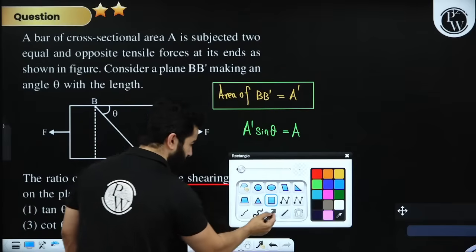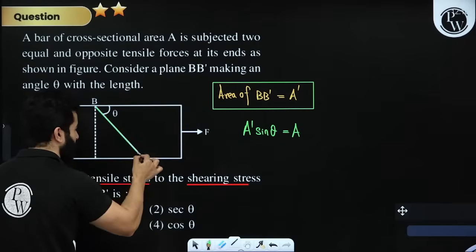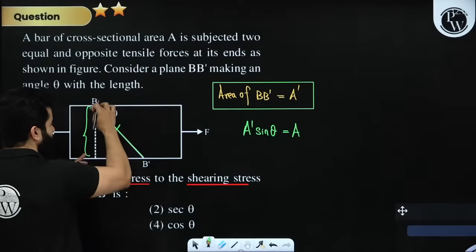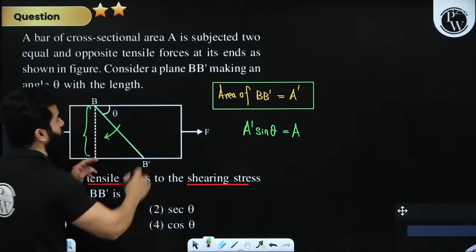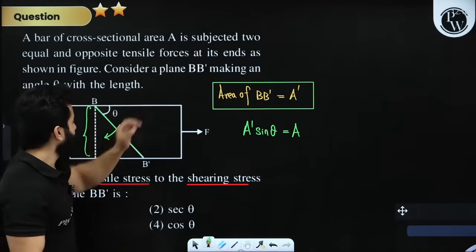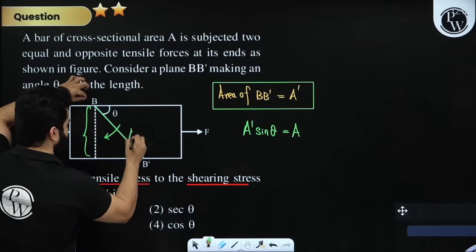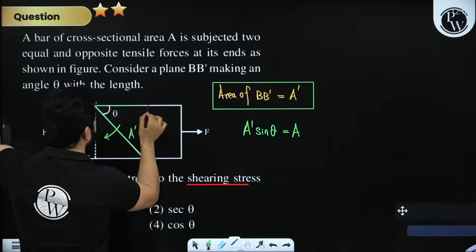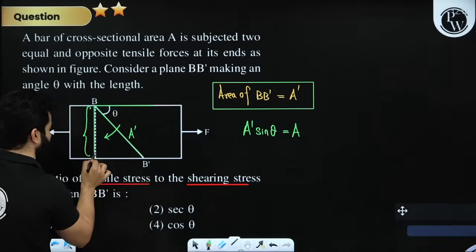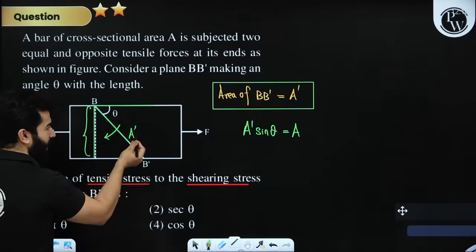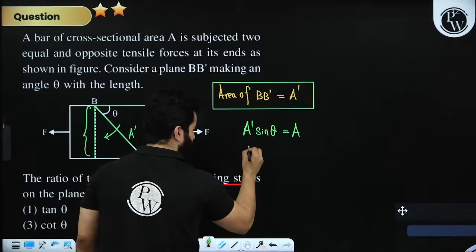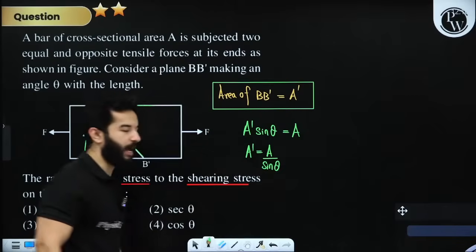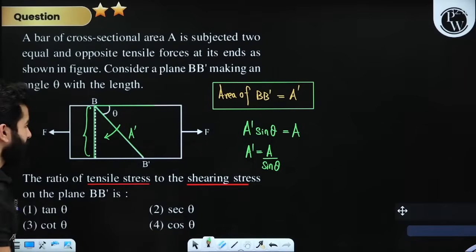Which means that the y component of this area is going to be this, and we know that the area of this bar is actually equal to A. Area of cross section is A. So this is A dash, and this angle is theta. So I can rewrite that this is going to be A dash cos theta and this is going to be A dash sin theta. So A dash sin theta is equal to A. This means that A dash is equal to A upon sin theta. Hopefully this thing is absolutely clear, my dear friends, right?